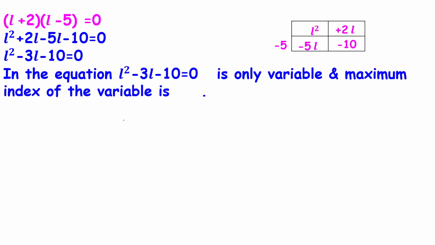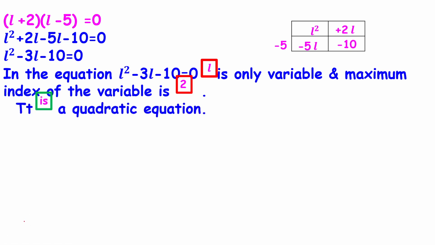In the equation L square minus 3L minus 10 equal to 0, which is the variable in this equation? L is the variable, and this is the only variable, and the maximum index of the variable L is how much? 2. And we know that if the maximum index of the variable is 2, then it is quadratic. Therefore (L plus 2) into (L minus 5) equal to 0 is a quadratic equation. Then we see a second definition, roots of quadratic equation.